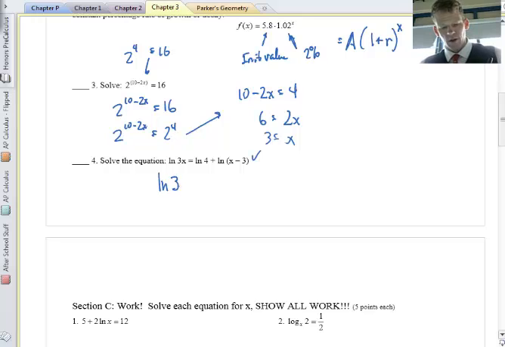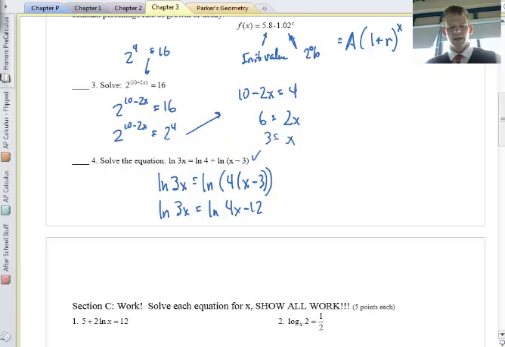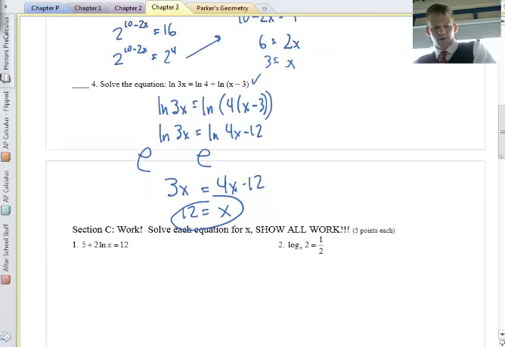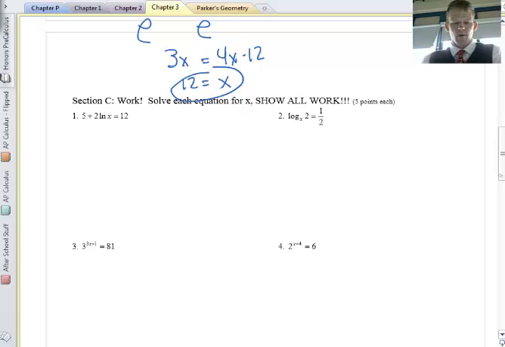So in this case, I have natural log of 3x equals 1 natural log of 4 times x minus 3. We're going to just write natural log of 3x equals natural log of 4x minus 12. And if we use the base e function, that's going to get rid of the natural logs, and we're going to be left with just a linear equation of 3x is equal to 4x minus 12. x will equal 12.